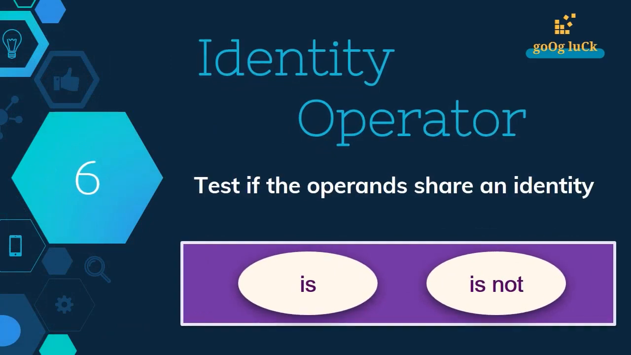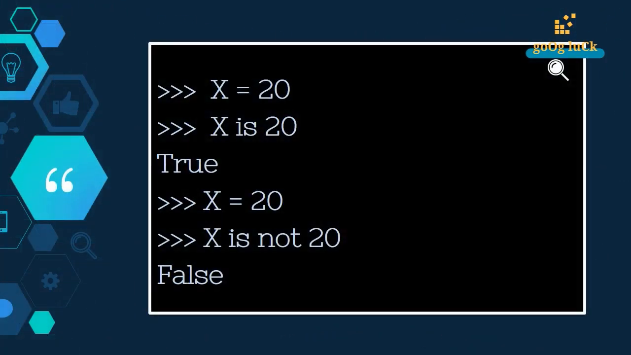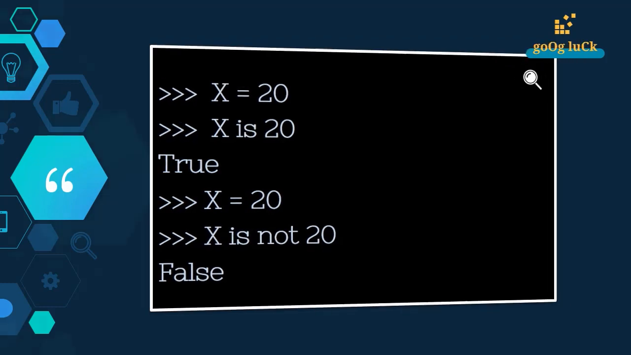For now we can move ahead to the identity operators. These operators are used to test if 2 operands share an identity. The operators which are a part of it are is and is not. These are basically 2 keywords. Let's see an example. X equals 20. X is 20, it's true. X equals 20, X is not 20, it's false. It is just used to test if the operands share an identity or not.